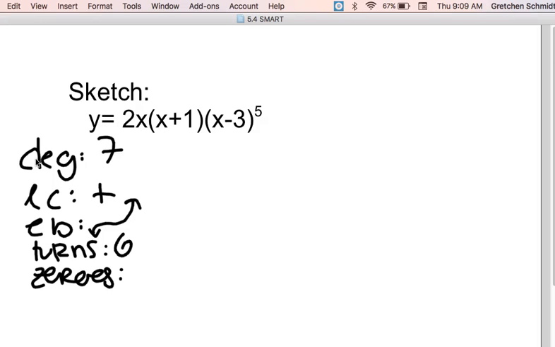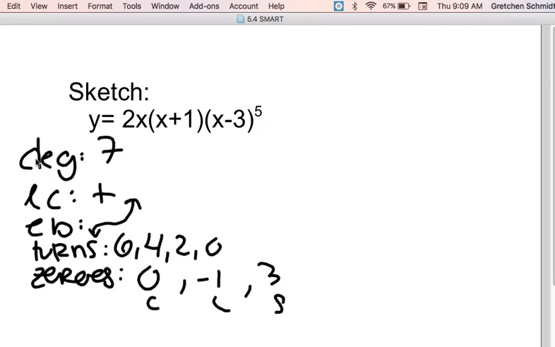6, 4, 2. The zeros: where's our first zero? 0, and what does it do? Cross. So x in front always gives you 0, it doesn't have an exponent. Next one? -1, what does it do? Cross. Last one, what does it do? Sway. So anything bigger than 3, if it's even, it bounces. If it's odd, it sways.